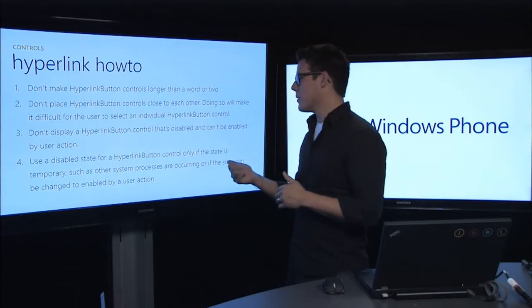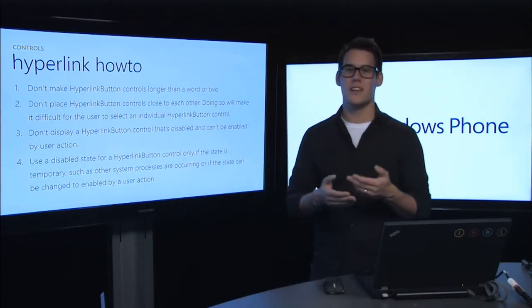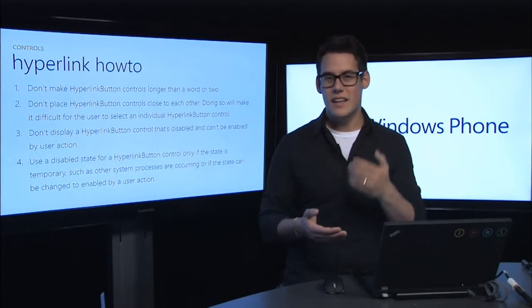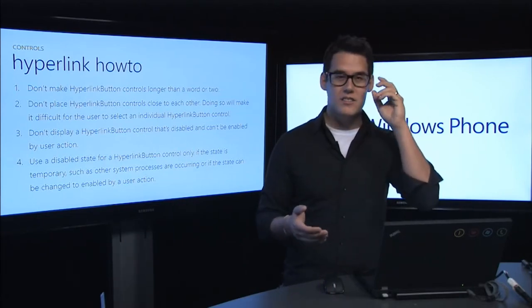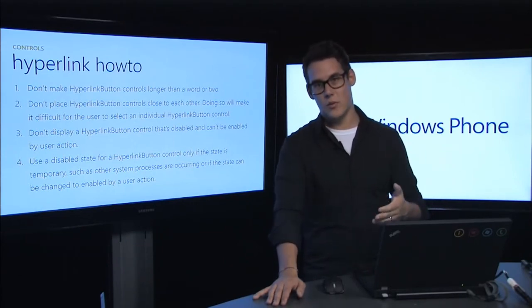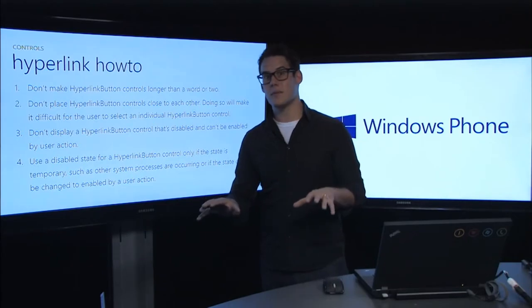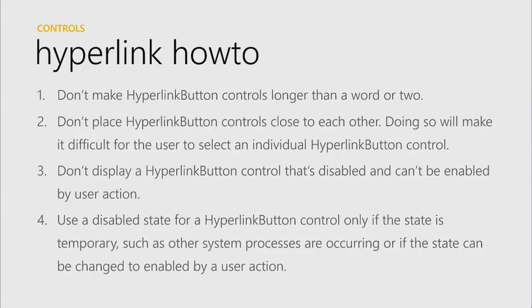Don't display a hyperlink button control that's disabled and can't be enabled. This is a really frustrating thing. The disabled state isn't great for hyperlink buttons, and there's really no use case on the web for why you would have a link that just didn't work. So don't use hyperlink buttons with disabled states. Buttons can have disabled states, but try not to use it with hyperlink buttons. Use it as a state for the hyperlink button control only if the state is temporary. Even in this case, I don't recommend it.